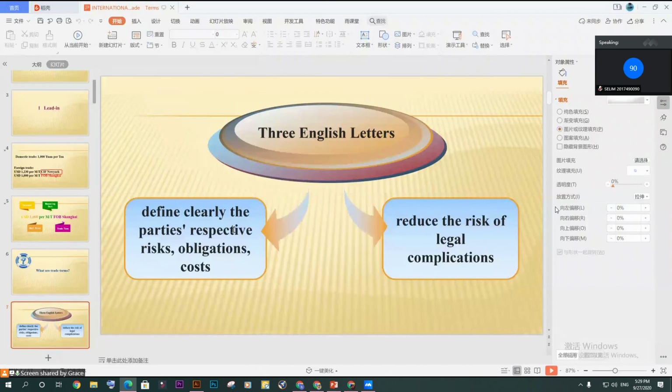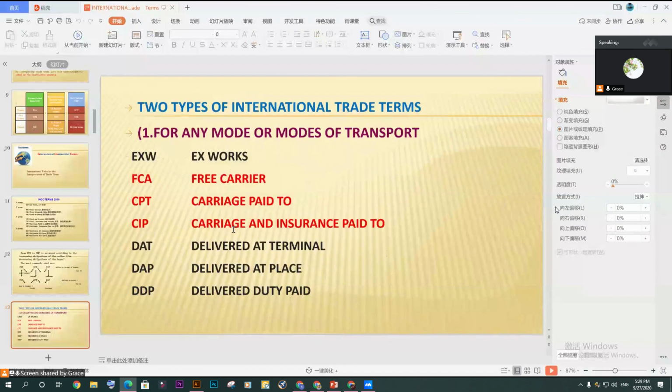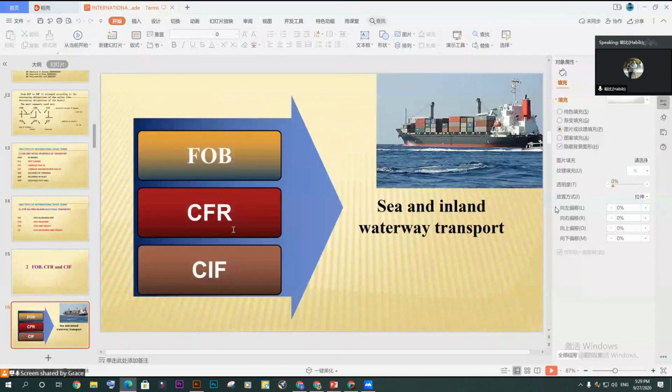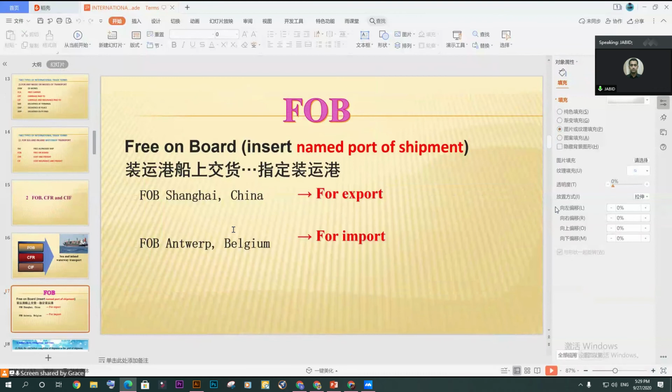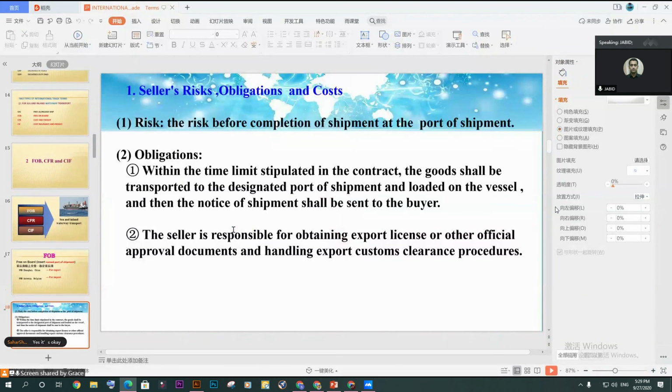Is that okay now? Yes, now it's okay. So now start and at the same time turn the page. Okay, you just look at the slides here. Don't think about something you have missed. We just talk about the seller's obligations, risks and costs. Can you look at the slides here? Yes, we can. So okay, Javed bhai, you may read it yourself here.